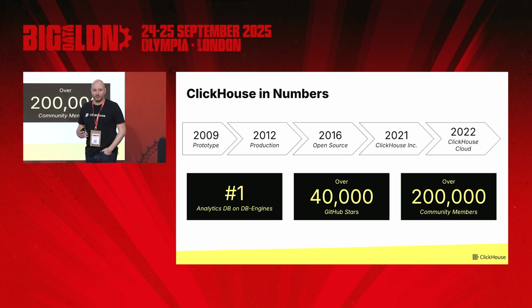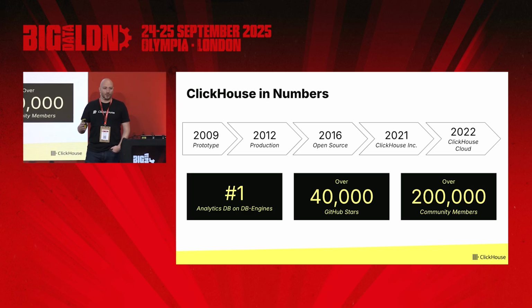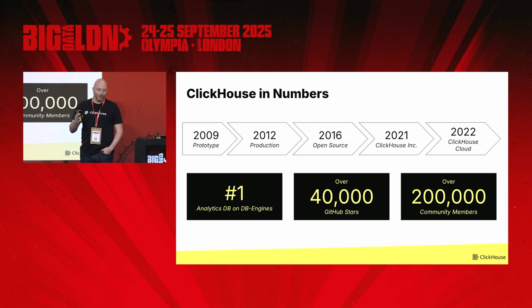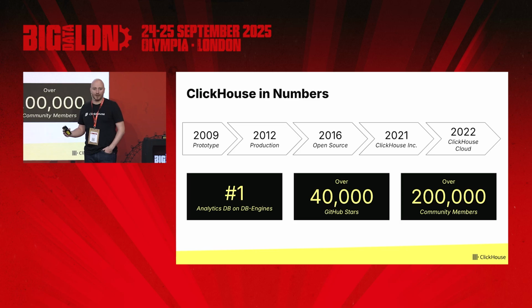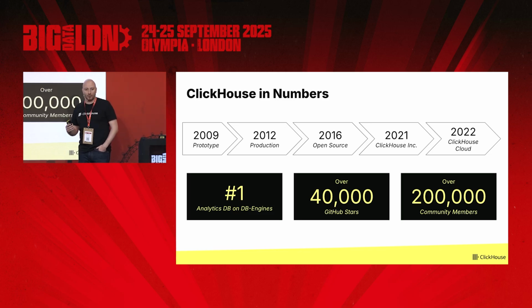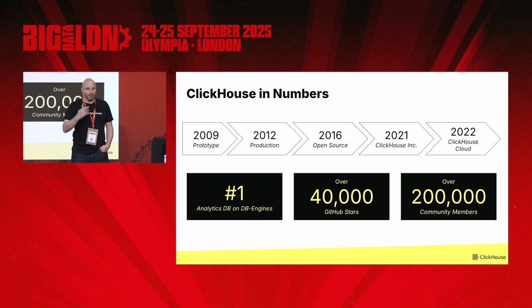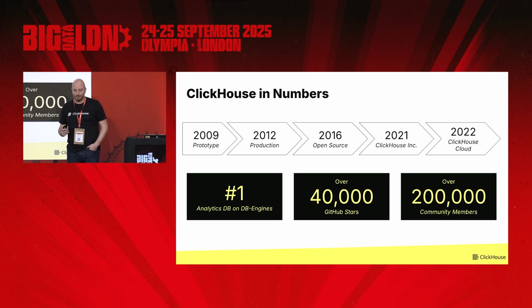ClickHouse is an open source project. It's a database specialized in analytical workloads. It's a columnar-oriented database. The first prototype of this database was released in 2009, and it was first tried in production in 2012. Finally, the project was open sourced in 2016, and since then a lot of people have contributed to it. It's one of the most contributed projects on GitHub, with over 40,000 stars, and it's one of the mainly used real-time analytical databases out there.